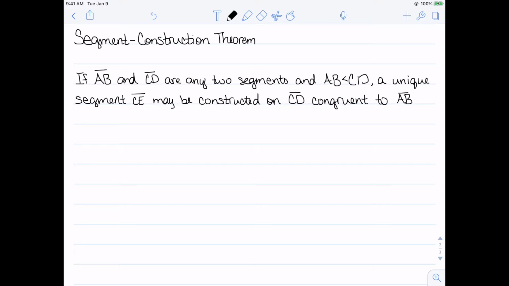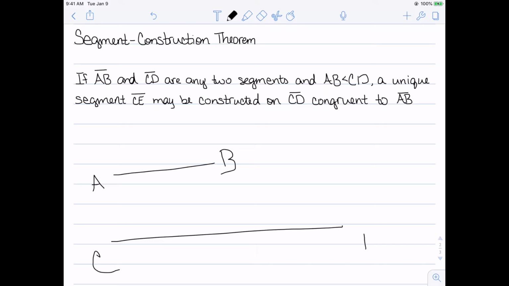The segment construction theorem says if I have two segments, we'll say AB and CD, where AB is less than CD, so CD is longer, then we have a unique segment CE that may be constructed on segment CD congruent to AB. Essentially, I can find a unique point E on this segment such that the distance between C and E is equal to the distance between A and B. So this is our first segment construction theorem.